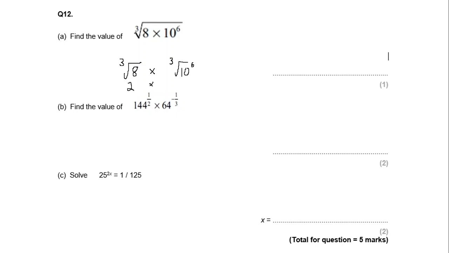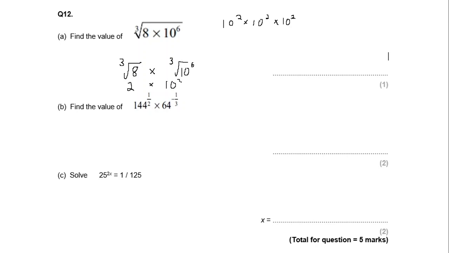The cube root of 10 to the 6 is fiddly, so I would think 10 to the what times 10 to the what times 10 to the what, because it's a cube, is 10 to the 6. And clearly, we add the indices, 2 add 2 add 2 is 6. So the cube root of 10 to the 6 is 10 to the 2.